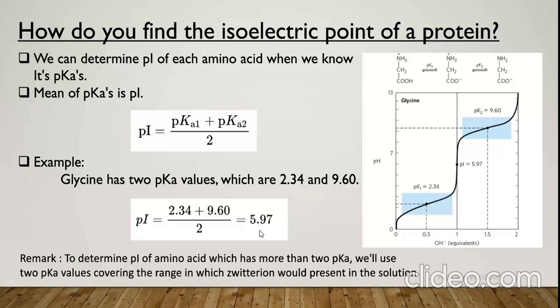But to determine the pI of an amino acid which has more than two pKa values, we have to use the pKa values which are in the range of the ions that would be present in the solution. The same will be for the protein.